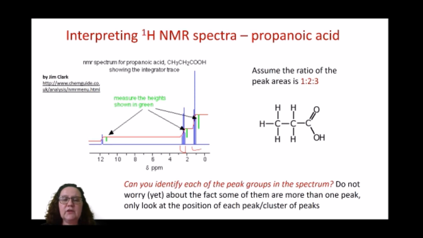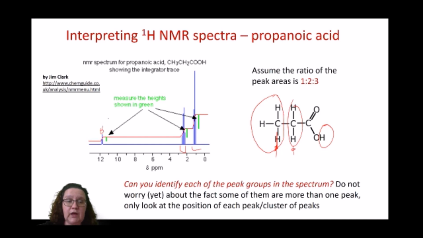So in this case, hopefully it was very straightforward, because the ratio of the peak areas is 1, 2, and 3, and it reflects perfectly the structure of propanoic acid, of having 1 hydrogen, 2 hydrogens in the CH2 group, and 3 hydrogens in the CH3 group. So this peak will correspond to the hydrogen of the OH group. This would correspond to the hydrogens of the CH2 group, and the peak around 1 ppm corresponds to the hydrogens in the methyl group.